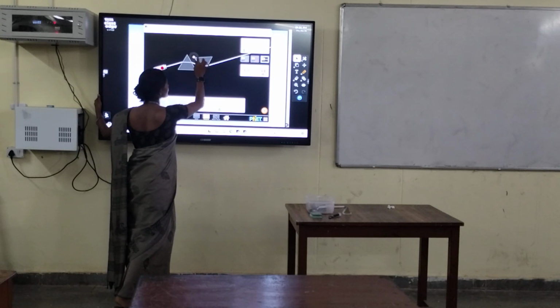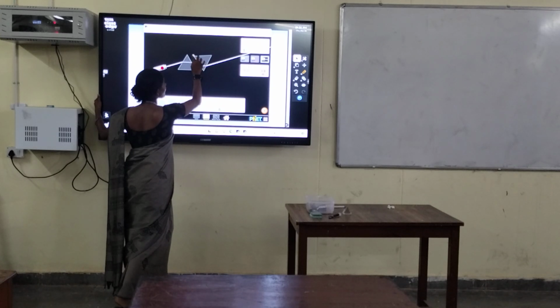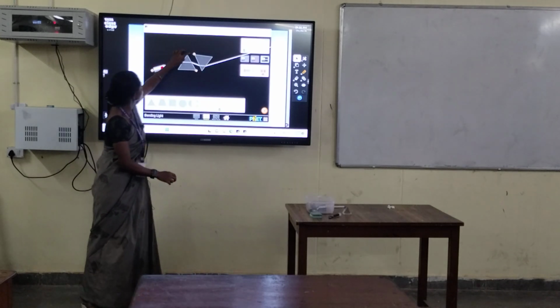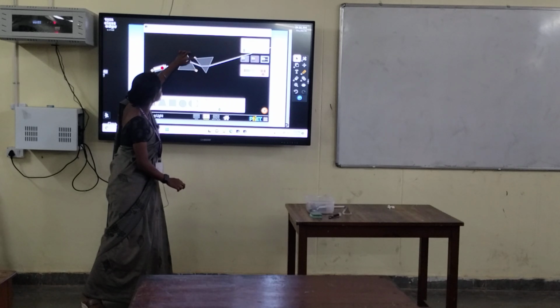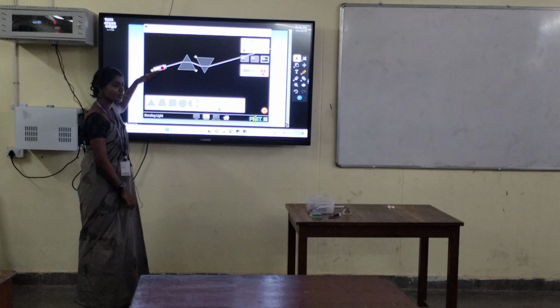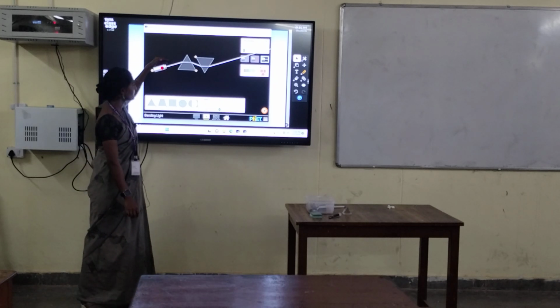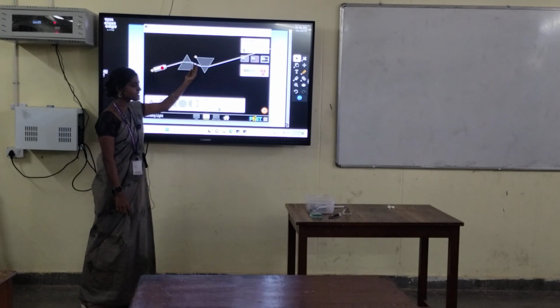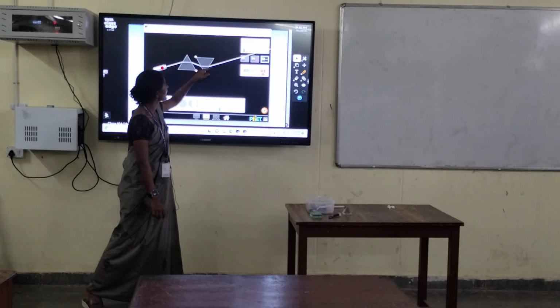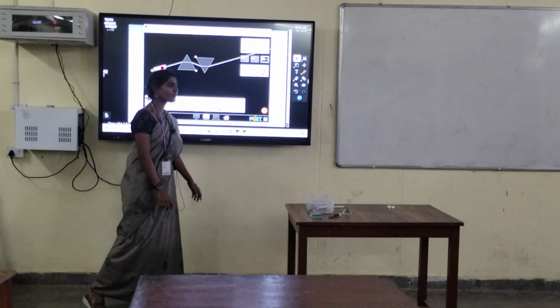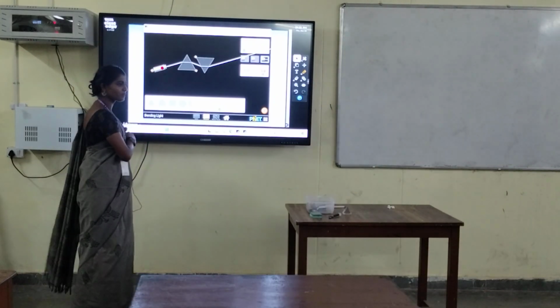In the inverted position, what happened? White light was traveling through the prism. We got the spectrum here. The spectrum then again was incident through the second prism and came out again as white light. So we learned all about this in the video now.